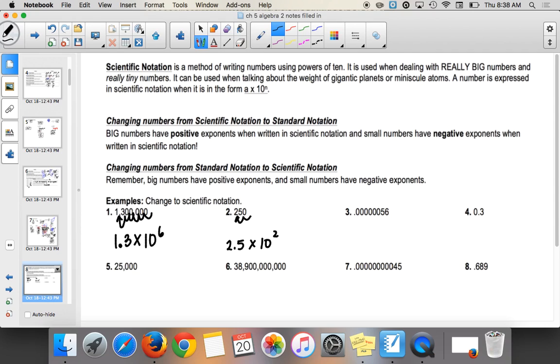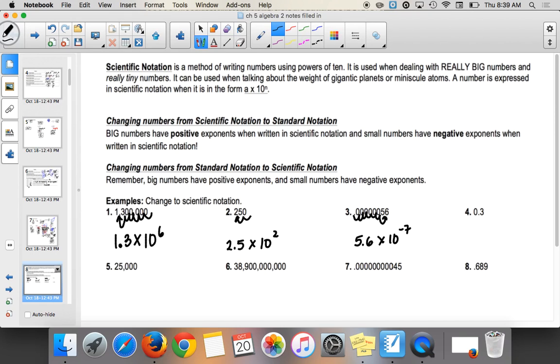Okay, this next one is a tiny little decimal, so we have to move it so that we have 5.6, right? We want that number between 1 and 9.999, with one number before the decimal point. So we're going to move it over 1, 2, 3, 4, 5, 6, 7. So it's going to be 5.6, and it's a tiny little decimal number, so we say times 10 to the negative 7, like that. It's a negative exponent. Remember, negative exponents do not mean that the number is negative, right? It just means that it's a tiny little number.